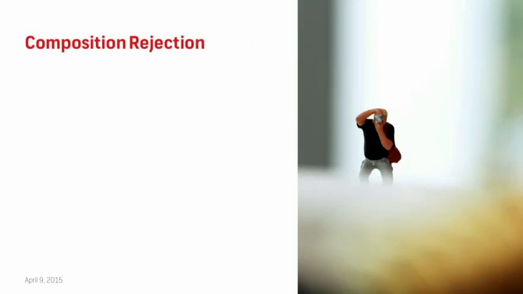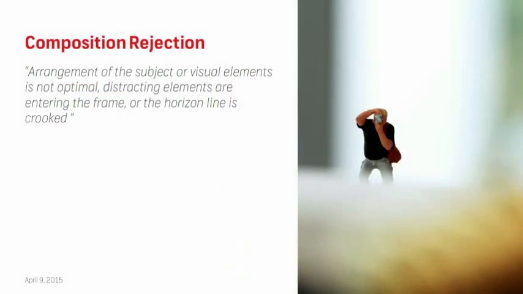All right, composition rejection. This is one of our more subjective rejection reasons that we do have, and it often causes a lot of frustration with our contributors. So let me go through the description here of the composition rejection. It means the arrangement of the subject or visual elements is not optimal, distracting elements are entering the frame, or the horizon line is crooked. With this rejection reason, when it's given, it usually applies to distracting elements, or it applies to the horizon line being crooked. So let me go into what you can do to avoid this.